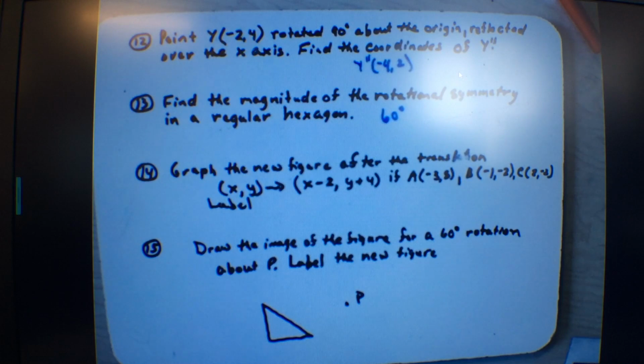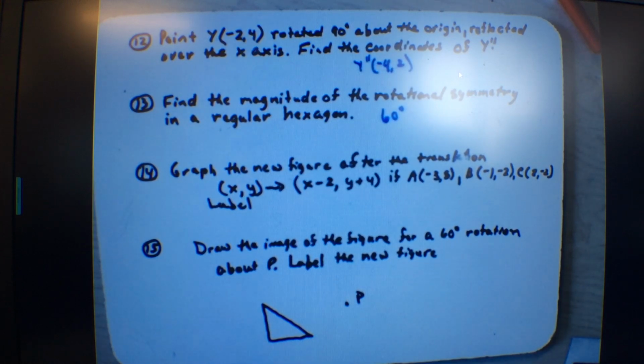Do you agree with this? Yes. Okay. Now I want you on your paper somewhere to do number 15. We're not gonna do it now, but I want you to just draw it out. It says draw the image of the figure for a 60-degree rotation about P. Remember, we always rotate counterclockwise. When we're done with the review, we'll go over this one, okay? So just draw it out.